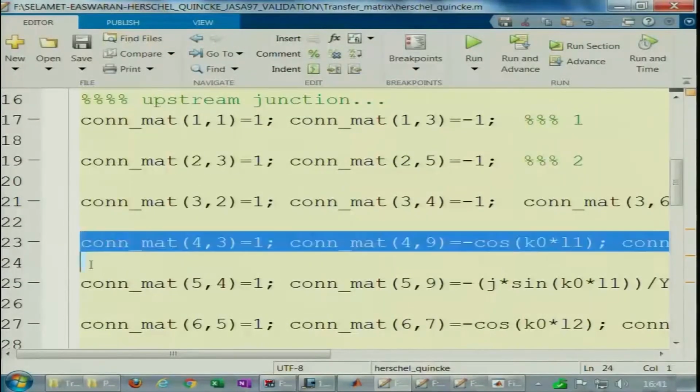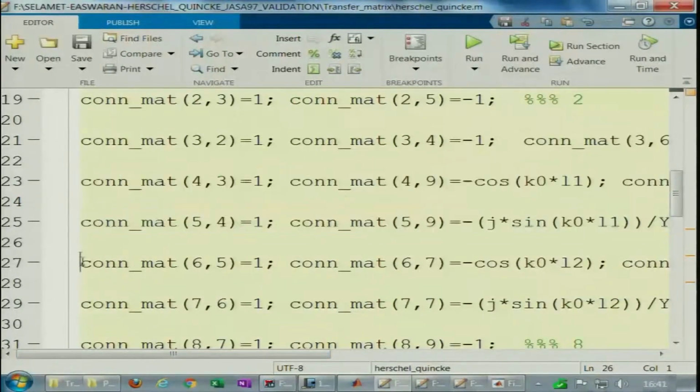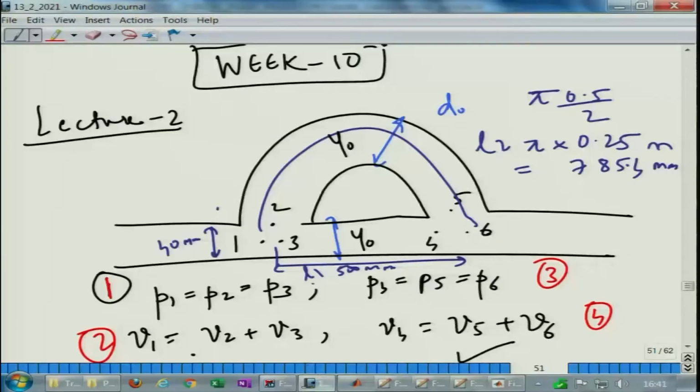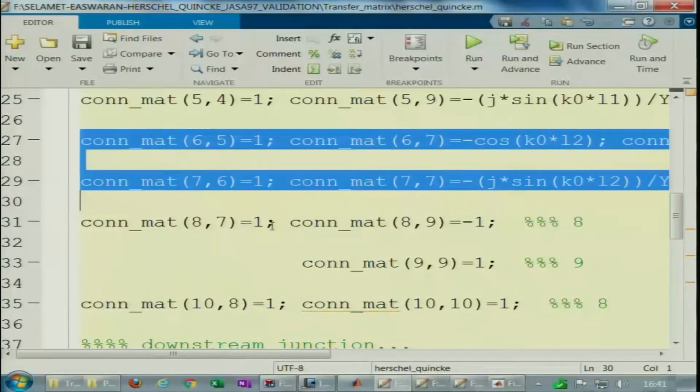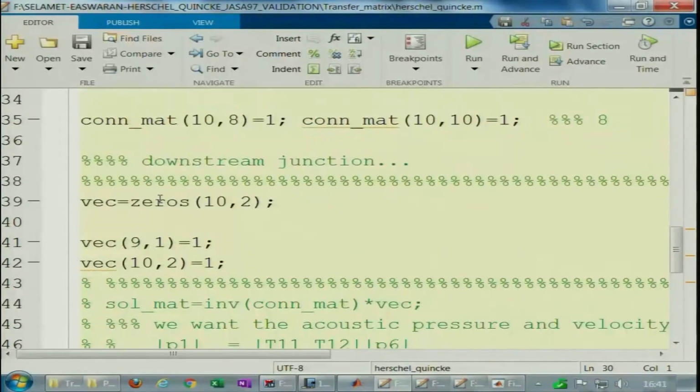That is what we have done in rows 4 and 5, and then similarly rows 6 and 7 we have related things for the straight thing. And then your junction loss P4 is equal to P5, P5 is equal to P6, we can easily get that, and this is your mass velocity V4 plus V5 is equal to V6. Similarly, the vector B will be initialized as a 10 cross 2 system with zeros, but only a couple of entries will be non-zero, and those will be P4 is equal to P6 and V4 plus V5 is equal to V6.